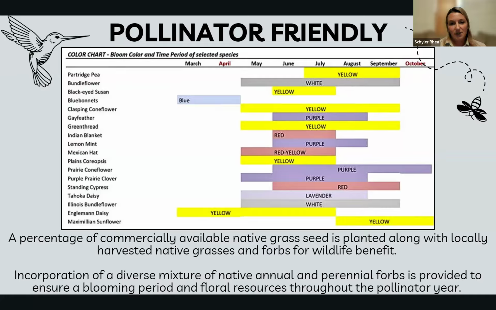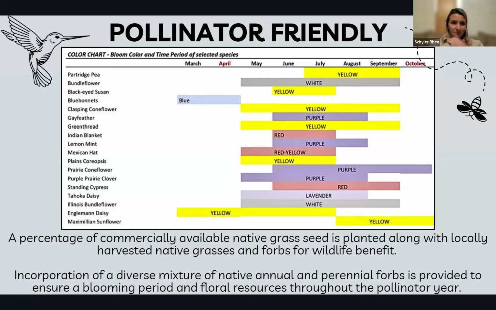So this is just a little chart here that shows a few different species and when their bloom period is. And one thing with pollinators is it's really important to make sure that they have some floral resources available throughout that entire season. So you don't want to just plant species that are going to bloom in the early spring. You don't want to just plant species that are going to bloom in summer. You want to ensure that there is coverage throughout the season and some availability for pollinators.